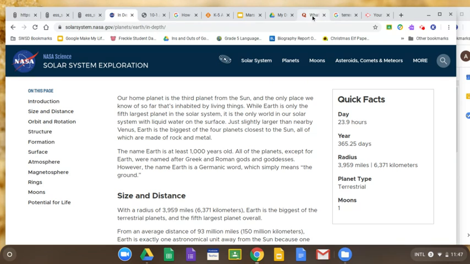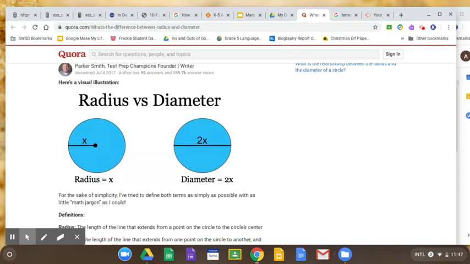So here on this page, what's the difference between a radius and diameter? The radius is from one side of a circle to the center. The diameter is from one side of a circle to the other side of a circle. So all you have to do with your radius is times it by 2 to figure out what the diameter is. So for our Google Slides, we want to have the diameter.